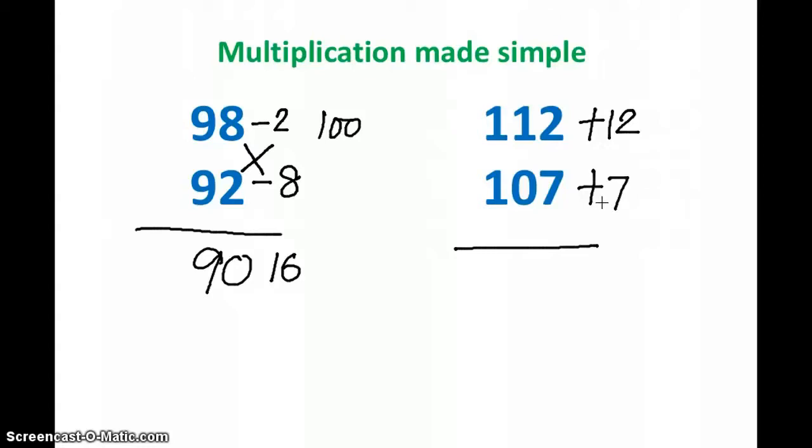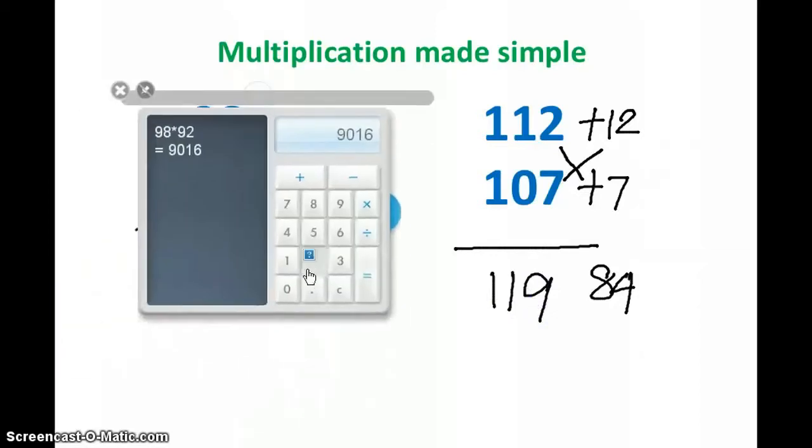Now we need to multiply both the numbers. 12 into 7 gives me the number 84. And I need to do a cross addition, that is 112 plus 7 or 107 plus 12. Whatever I do, the answer is 119. So the answer is 11,984. Let's check if it is correct or not.